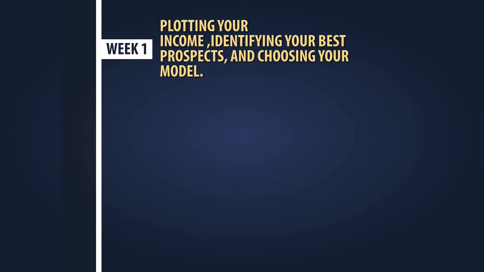So, like I said, it's an online 6-week class, and here's what's in every week. First week, we plot your income goals. We identify your best prospect avatar. We find out really who is that person. Is your ideal person going to be a male, a female, married, divorced? What income do they make? What profession are they in? What are their problems? We're going to find out who they are, and then we're going to find out what's the best way to actually serve them.